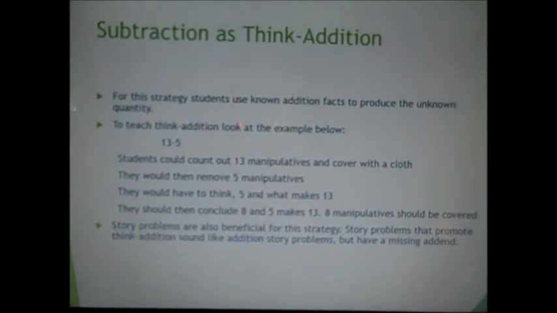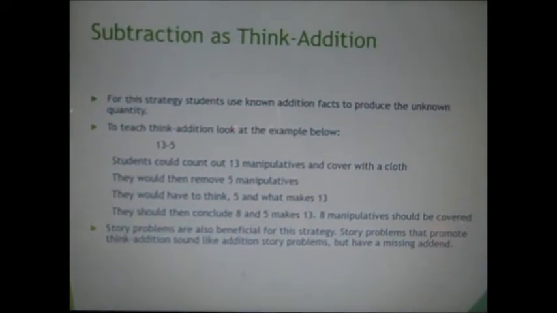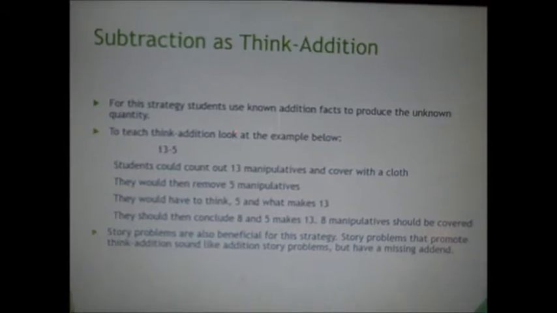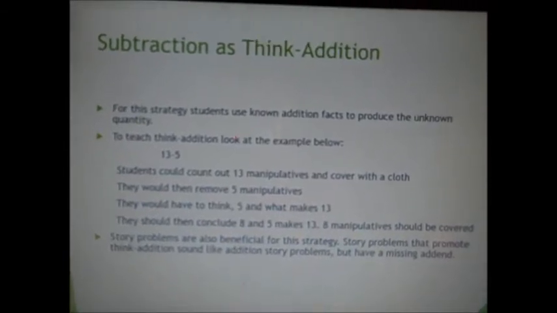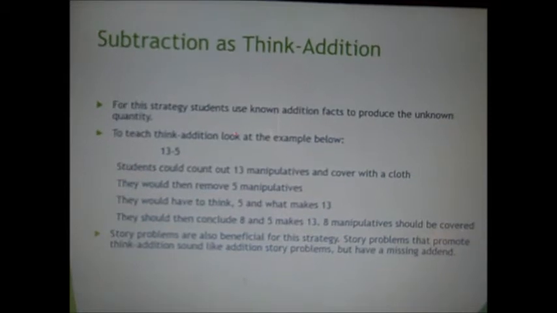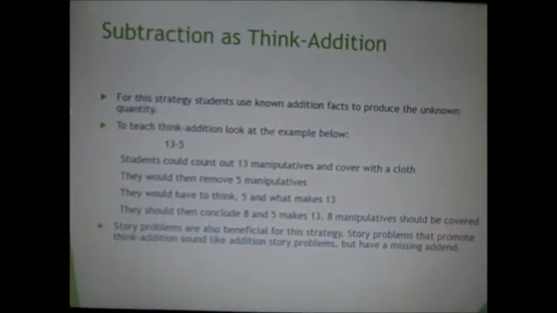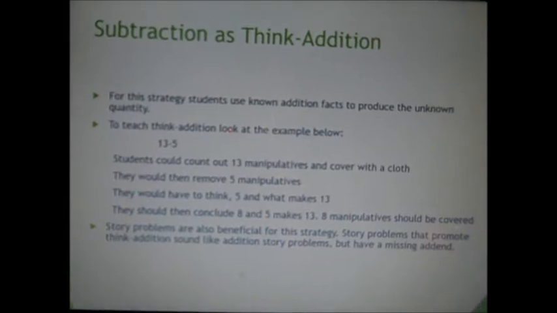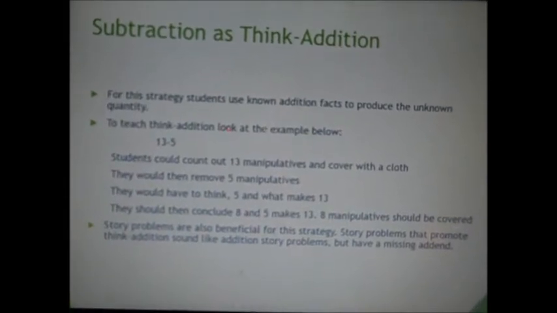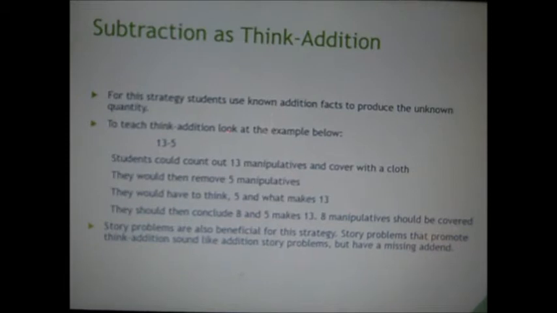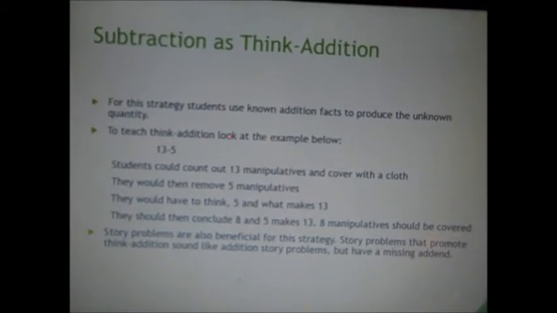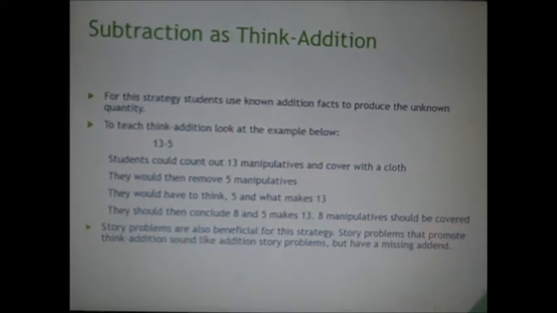The first strategy is subtraction as think addition. For this strategy, students use known addition facts to produce the unknown quantity. To teach think addition, look at the example below, 13 minus 5. Students can count out 13 manipulatives and cover with a cloth. They would then remove 5 manipulatives. They would have to think 5 and what makes 13. They should conclude that 8 plus 5 is 13. 8 manipulatives should be covered.